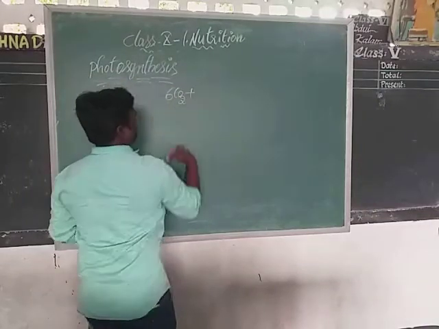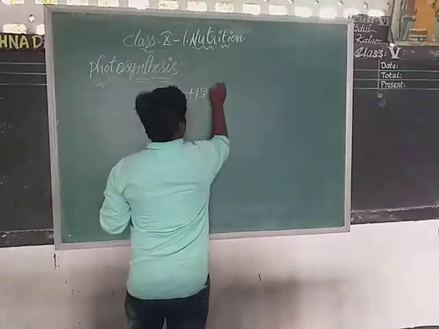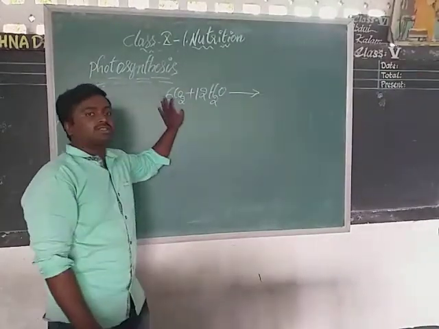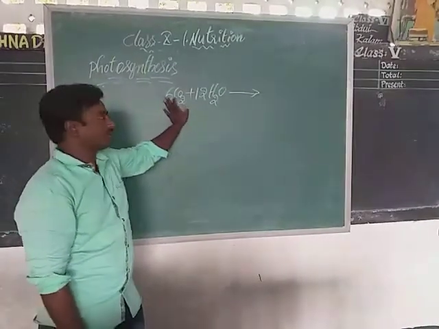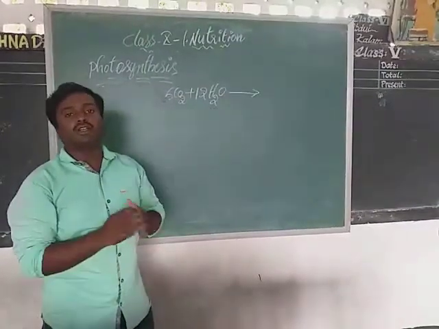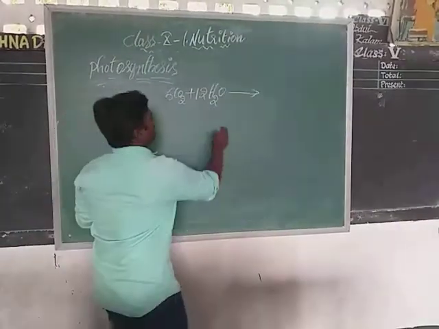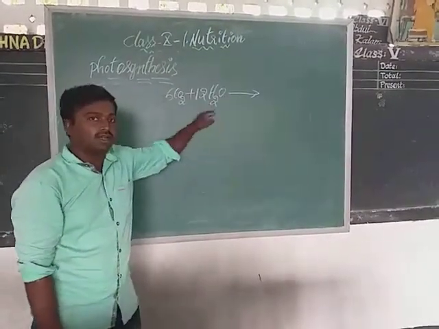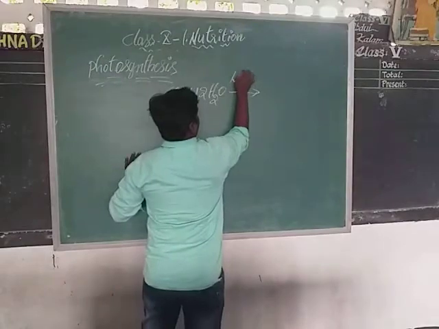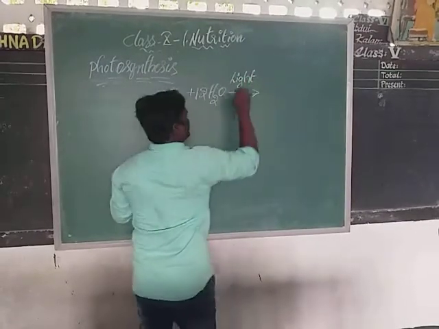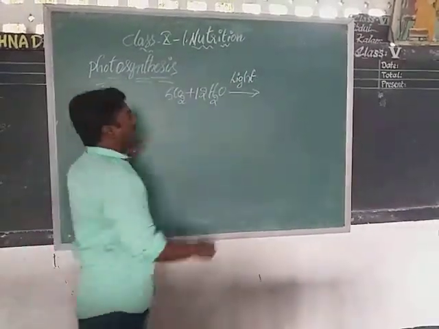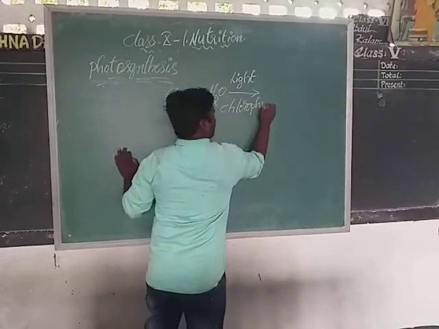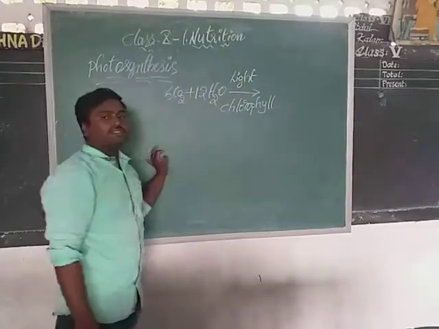6CO2 plus 12H2O. 6CO2 means 6 molecules of carbon dioxide. 12H2O means 12 molecules of water. By taking 6 molecules of carbon dioxide and 12 molecules of water, in presence of light, inside of chlorophyll. What is chlorophyll? It's a pigment. Which colored pigment?